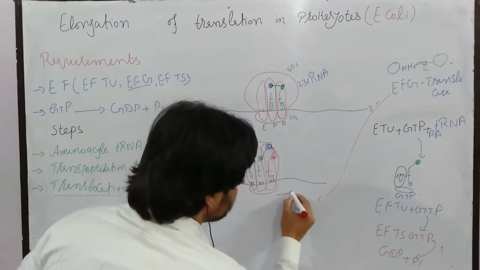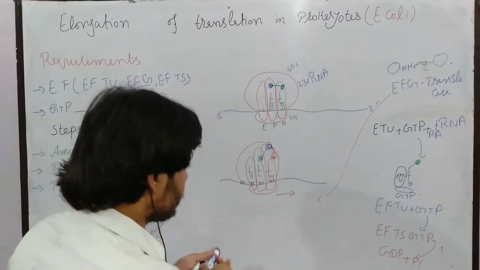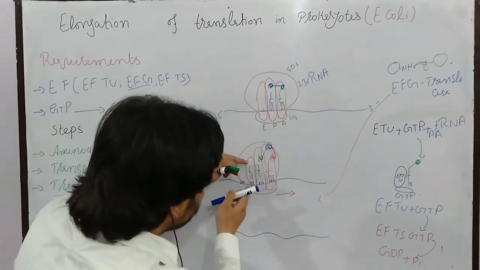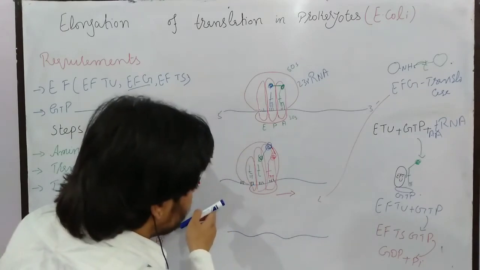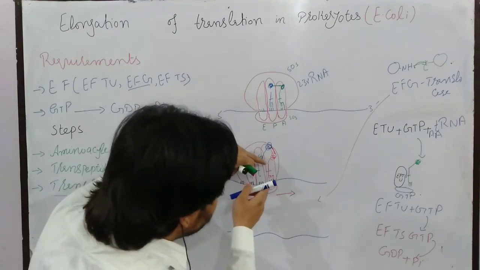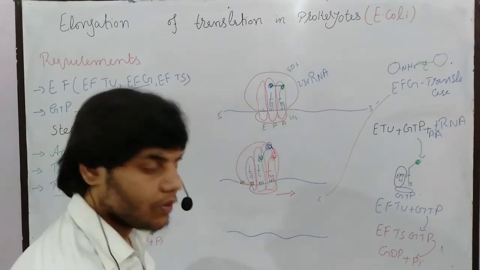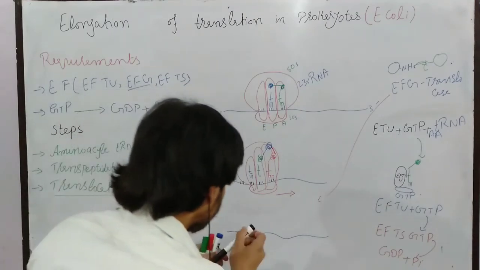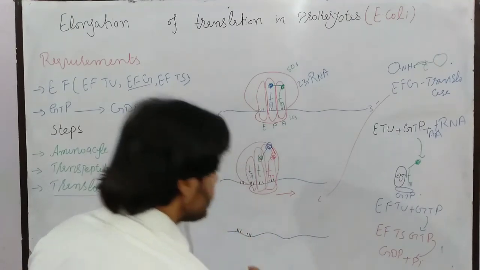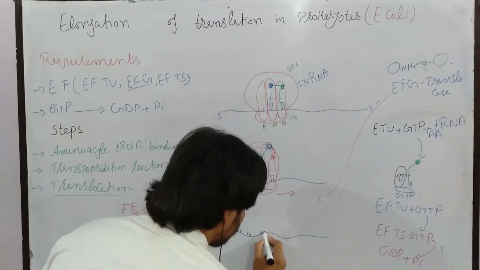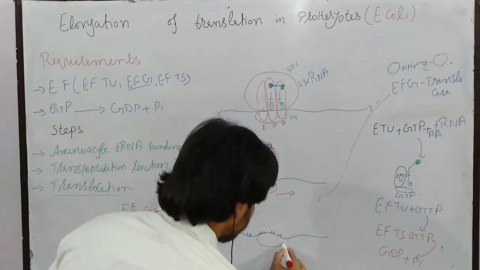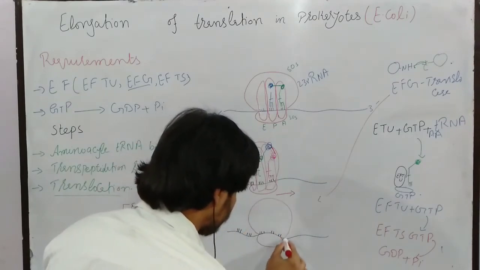Now remember, when translocation occurs, the tRNA which is present at the E site will be released, the tRNA which is present at the P site will be shifted to the E site, and the tRNA which is present at the A site will be shifted to the P site. After that, this is the first codon which is left by the ribosome. Now this is the second codon which is left by this ribosome, and this is another codon. So now the ribosome is at that place, as you can see, and this is the large subunit.